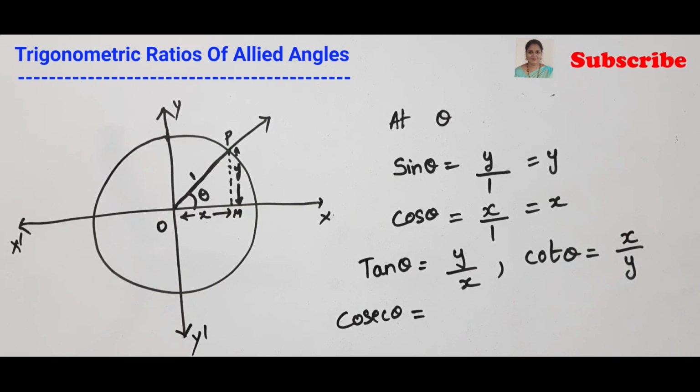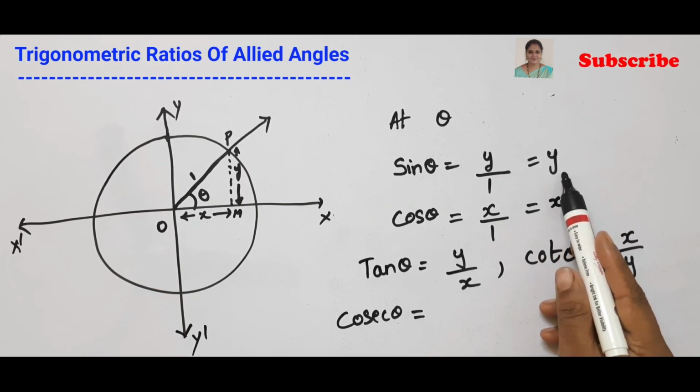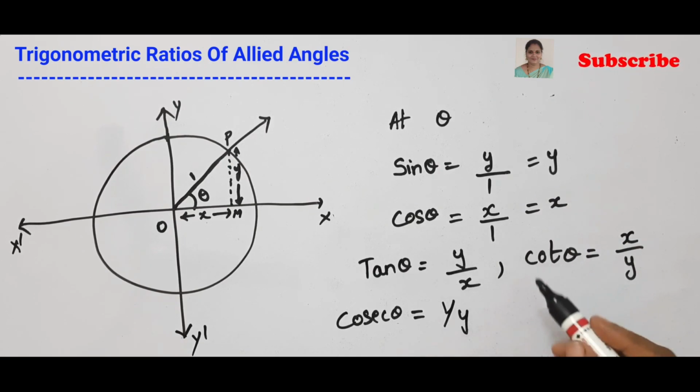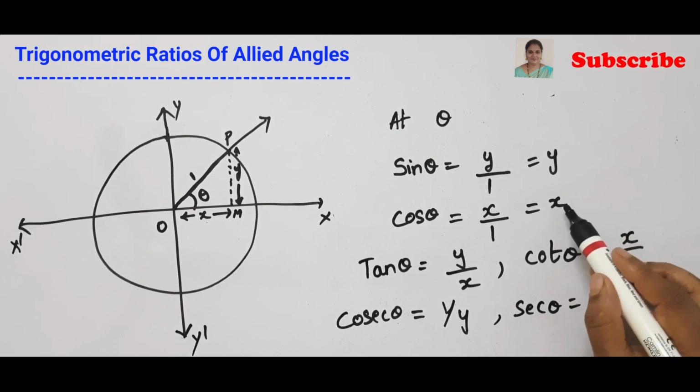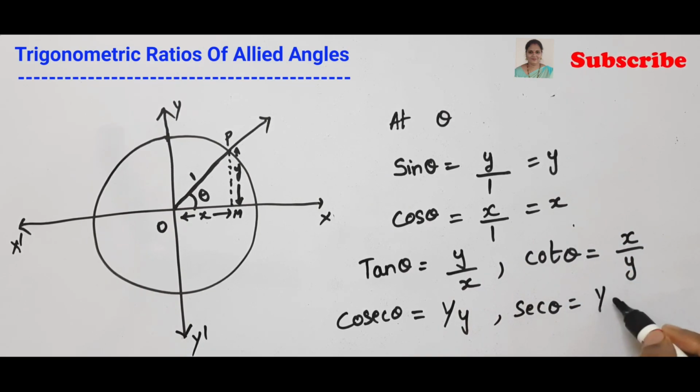Cosecant theta is equal to 1 by sine. Here the sine value is y, is it not? So it is 1 by y, the reciprocal of sine. Next, secant theta. Secant theta is equal to 1 by cos. What value did we get? Cos theta is equal to x. So secant theta will be 1 by x.